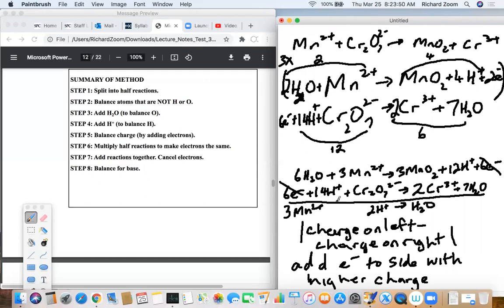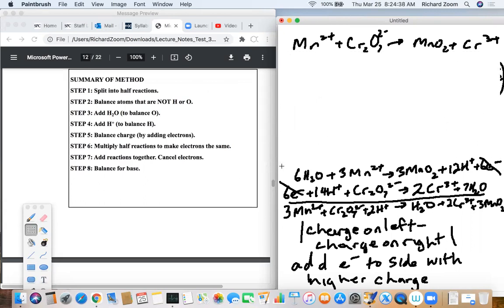So I'm just going to bring everything else down here. 3Mn2 plus and then Cr2O7 2 minus. And then over on the other side, 2Cr3 plus and 3MnO2. So I'm just bringing everything else down. And that is balanced. It's balanced for acid conditions because we've got H plus here. So that's balanced for acidic conditions. I'm going to delete this up here. I'm going to move everything else up.